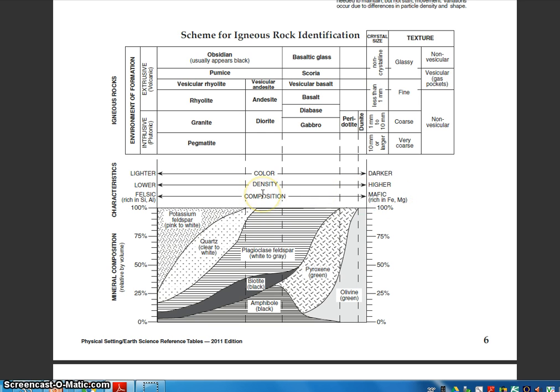In the center of the chart, we have rocks that are in the middle of the road, if you will. They're not incredibly light, and they're not incredibly dark. They're in the middle.